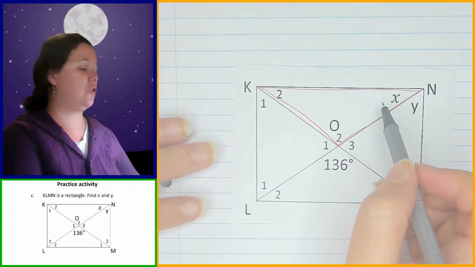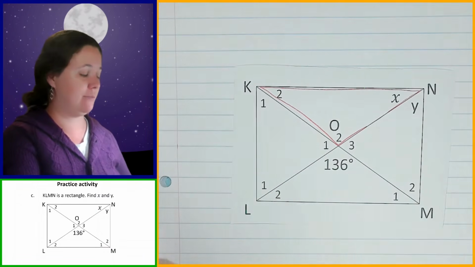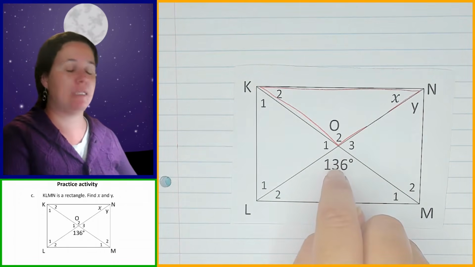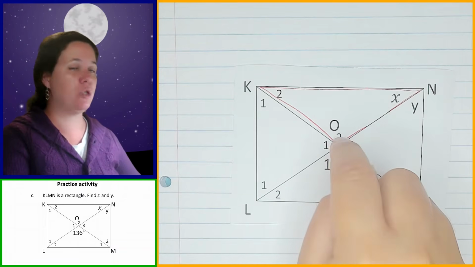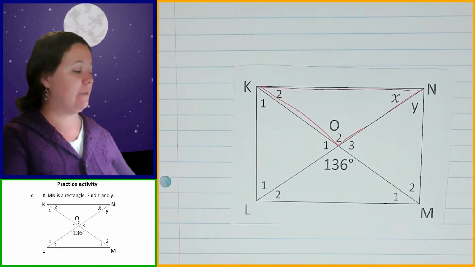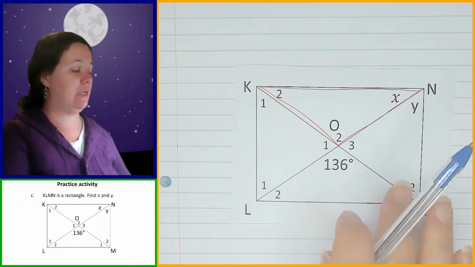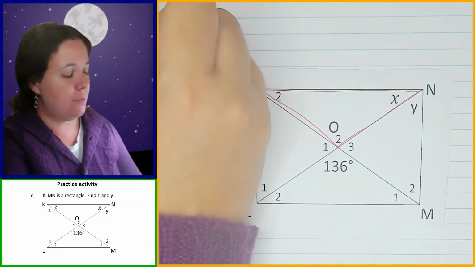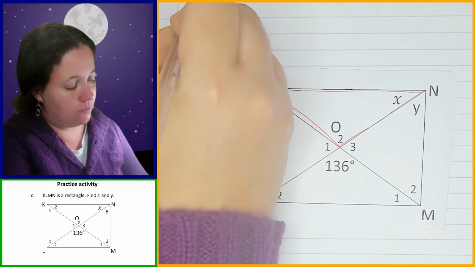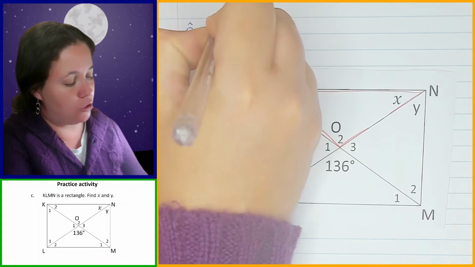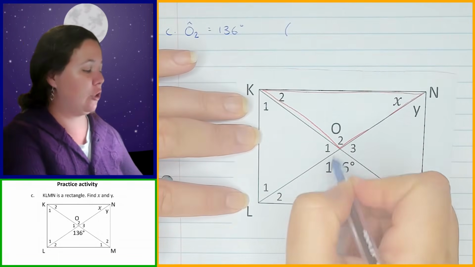We might be able to use the angles in that triangle to help us to work out x if we can find out more about it. This 136 degrees over here isn't really helpful where it is, but I can use that to help me to work out the size of angle O2. Because these are vertically opposite, they must be equal to each other. So angle O2 is equal to 136 degrees, and my reason is that vertically opposite angles are equal.